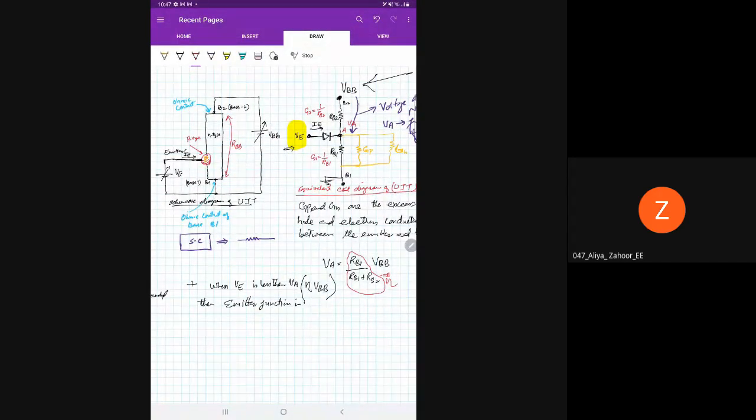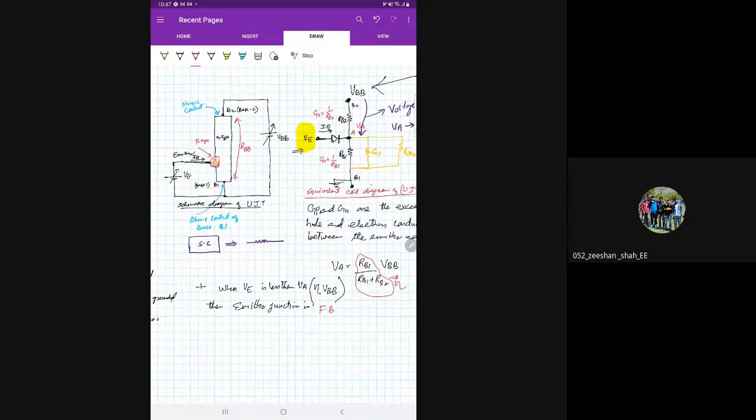What about Zishan Shah, roll number 52? Sir, forward. Forward bias? Okay. What about Misbah Manzoor? Sir, reverse bias.